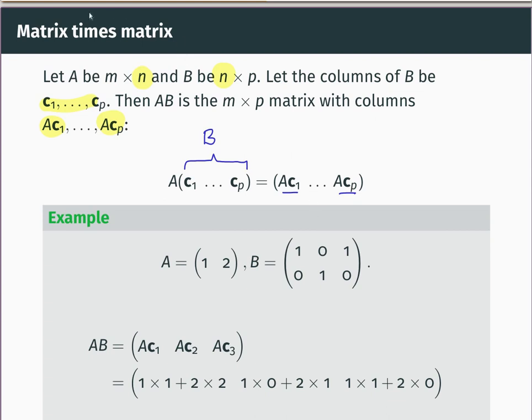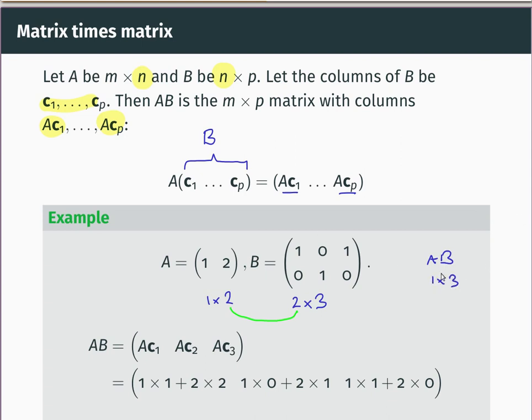Okay, we're ready to look at an example then, so let's do that. So we will take A to be the 1 by 2 matrix whose entries are just 1 and 2. So this is a matrix with 1 row and 2 columns. Next, B here is a 2 by 3 matrix. It's got 2 rows and 3 columns. Because the number of columns of A matches the number of rows of B, they're both 2, we can multiply A by B, and the result, the matrix product A times B, will be 1 by 3.